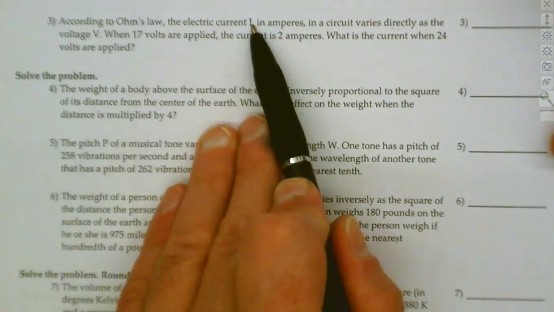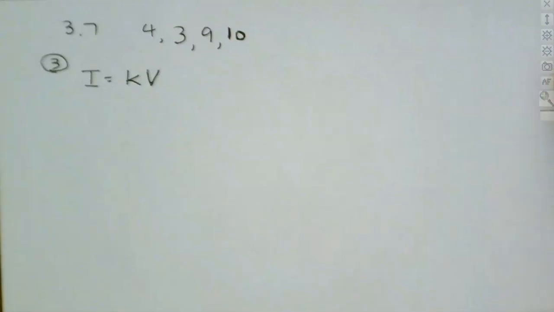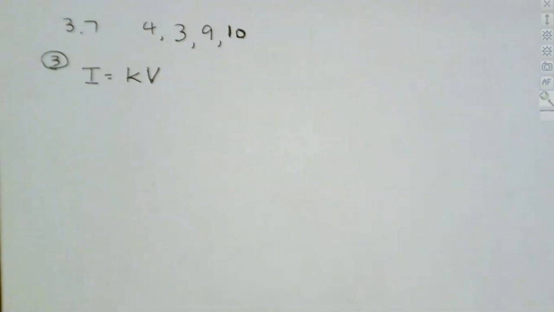So current I varies directly as the voltage V. So what's our formula look like? I varies directly as the voltage V, so that's going to be I equals KV. So that's our formula there. Now, what do we need to find? Well, we need to find that K. K is a constant. It could be something like pi. Pi is a constant like that, or gravity.